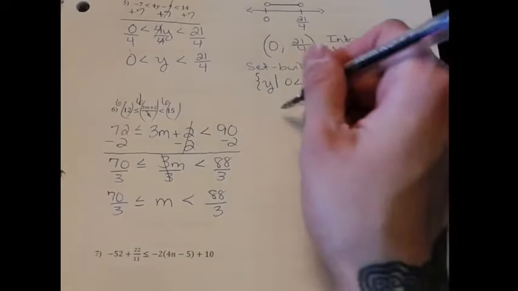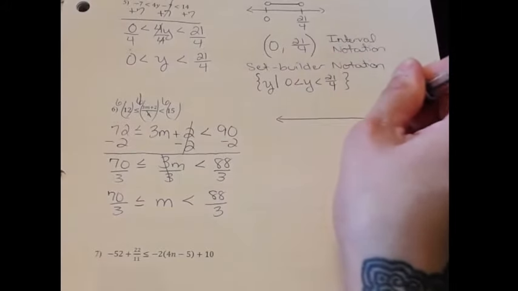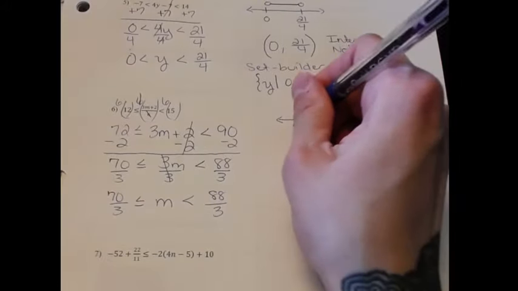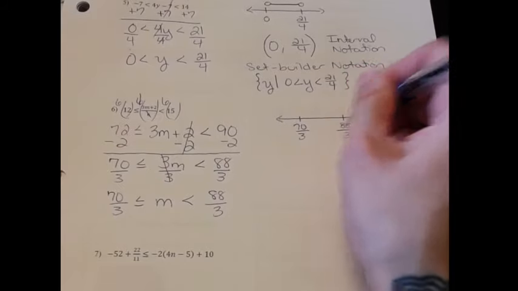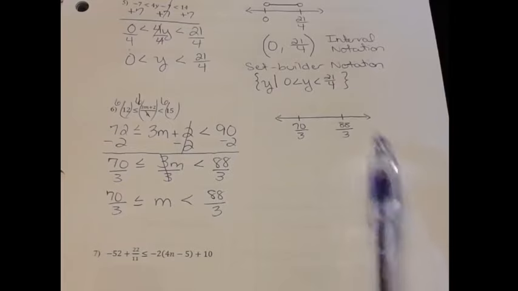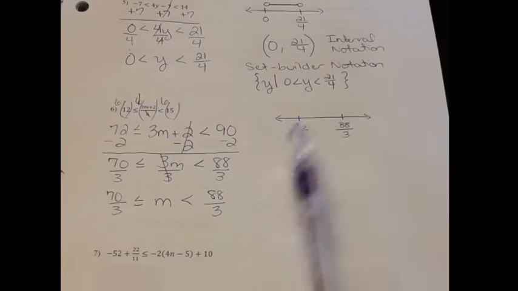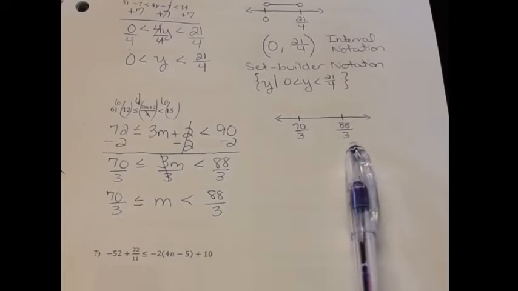The next step would be to draw this on a number line. I'm going to have 70 over 3 to the left of 88 over 3 because remember, we're talking about a number line. 70 thirds is smaller than 88 thirds.